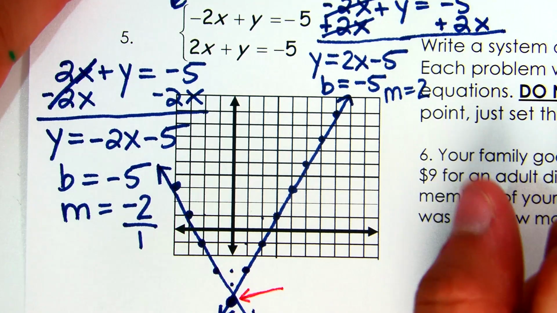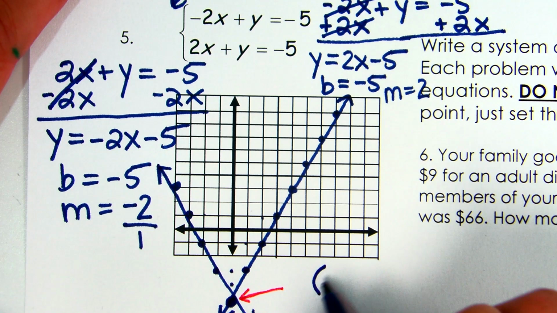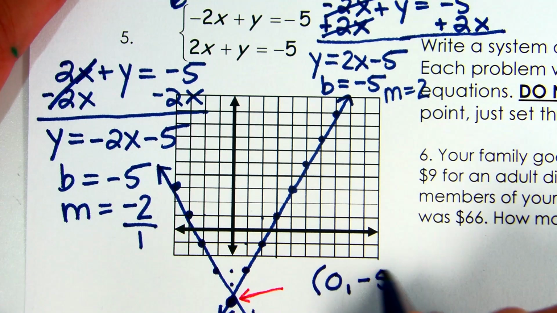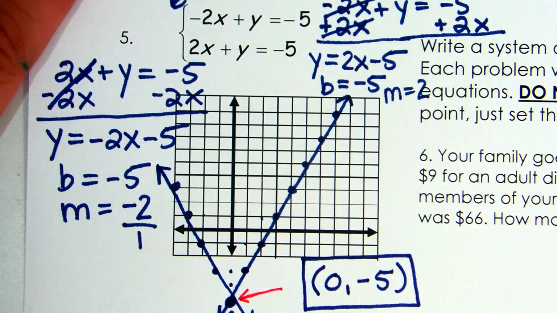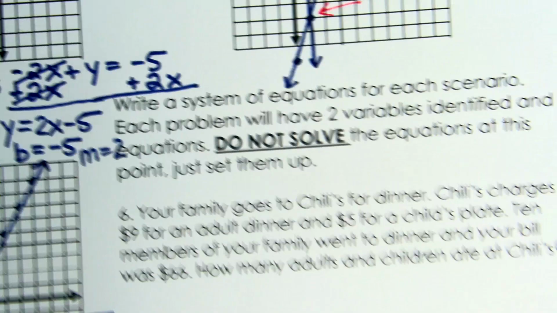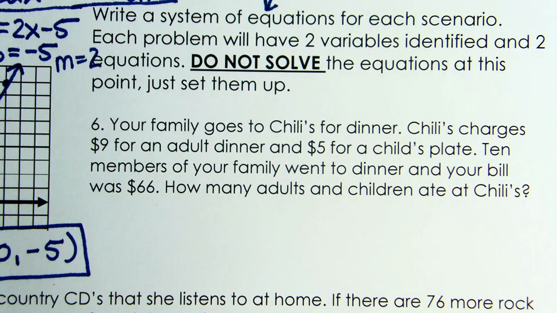So they intersect at my intercept. So my y-intercept is at (0, -5), and that is also the solution to my system. Now the last two problems we're looking at are more examples of writing systems from a word problem.